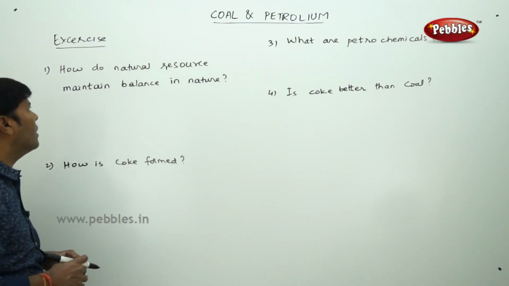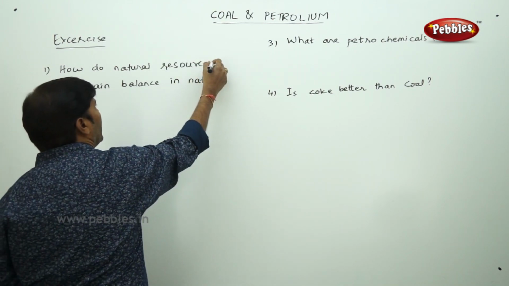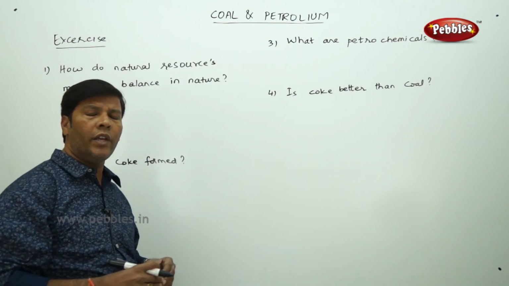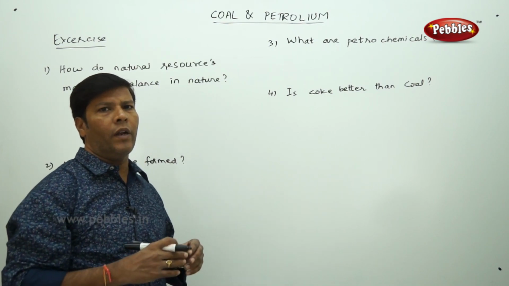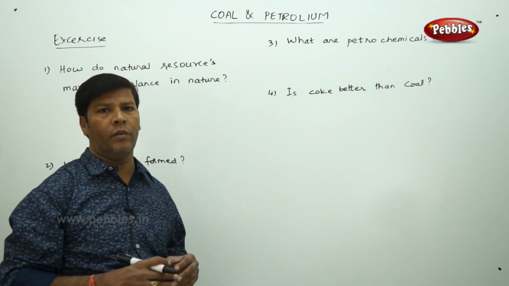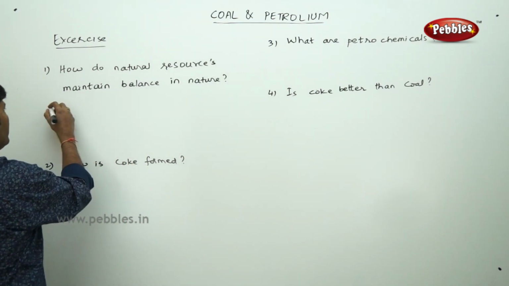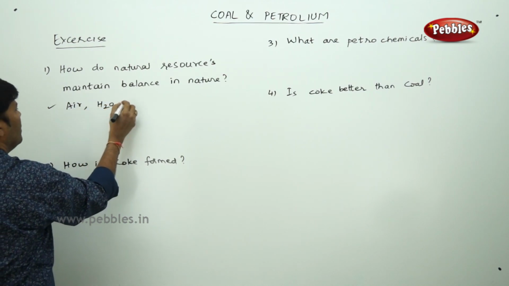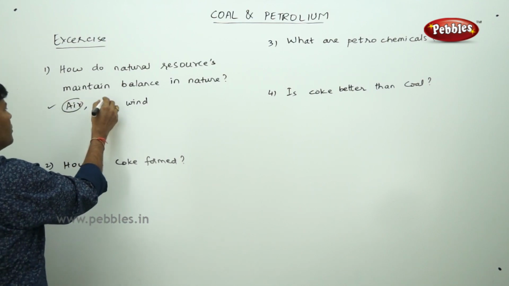So first one says, how do natural resources maintain balance in nature? If you speak about the natural resources, for example, you take air, water and wind. Air, water and wind are the best examples of natural resources. Let me put the answer like this: air, water (H2O), wind. These 3 are natural resources.